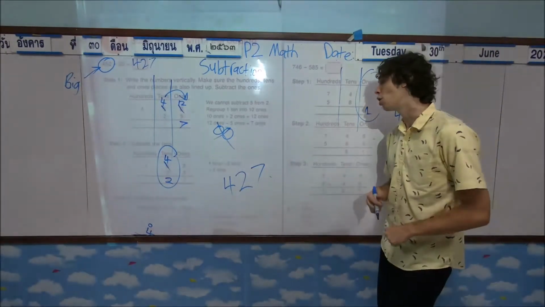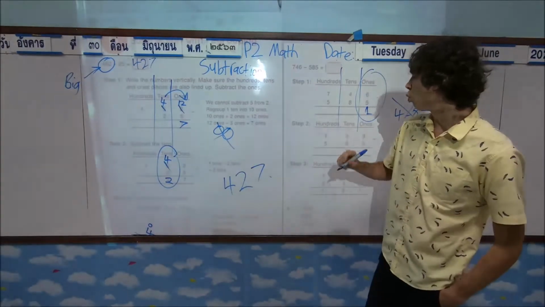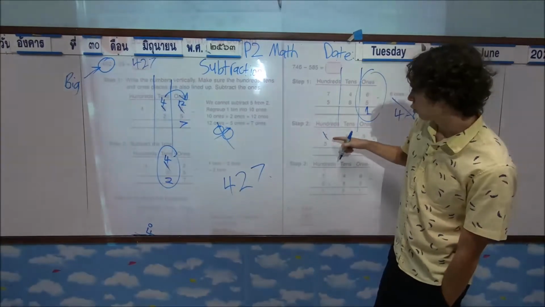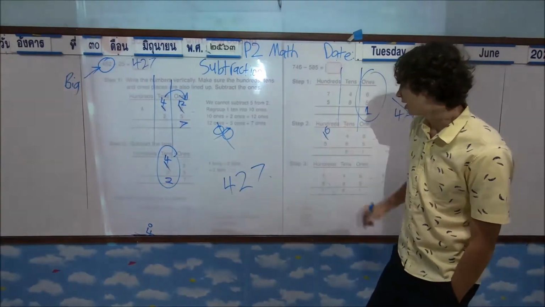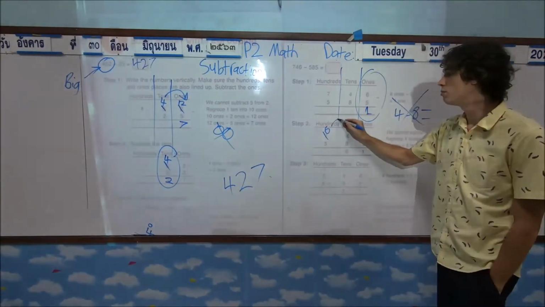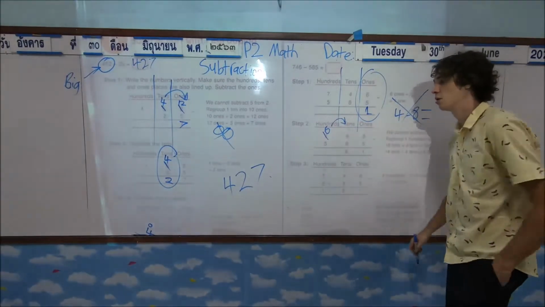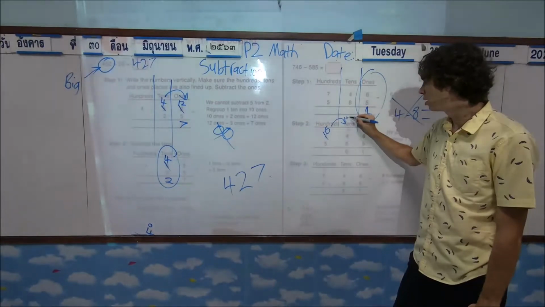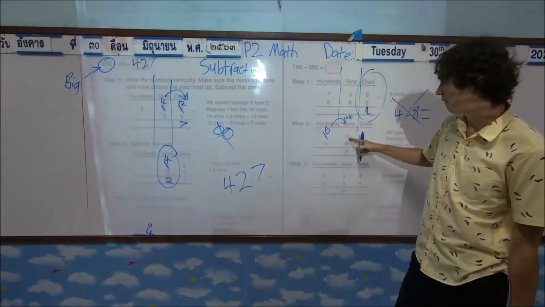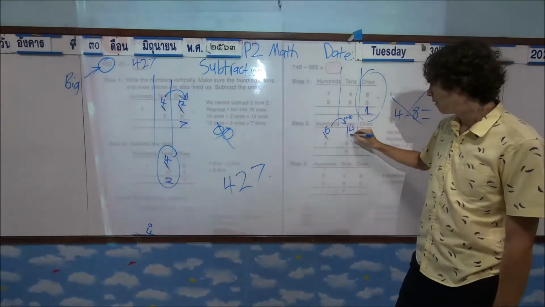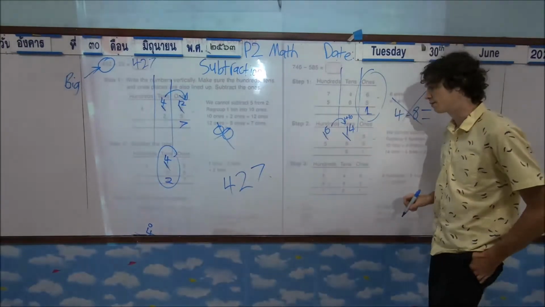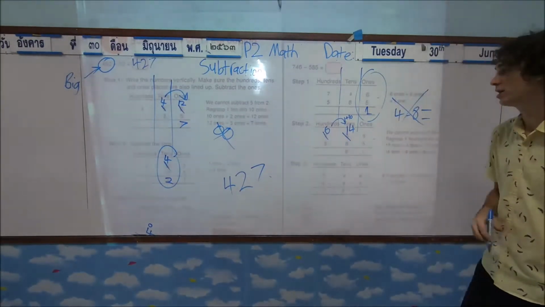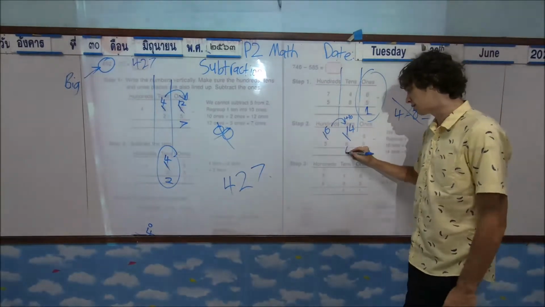So we need to borrow again. Take 1 from the hundreds. 7 minus 1 is 6. And move it to the tens. 100 is 10 tens. So 4 plus 10, 14. Now, 14 minus 8 is 6.